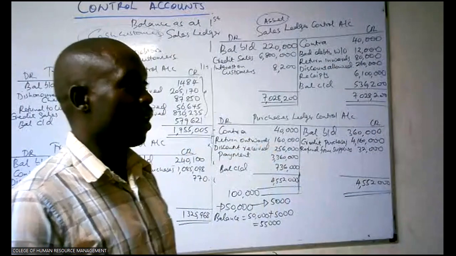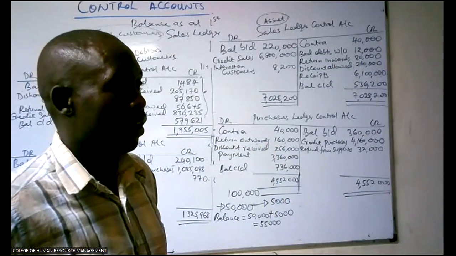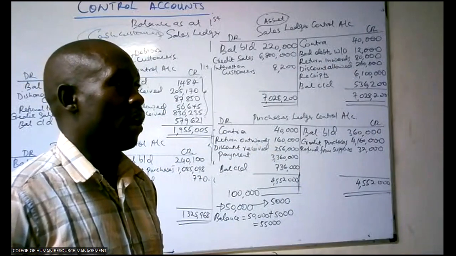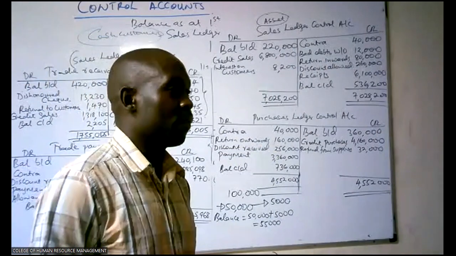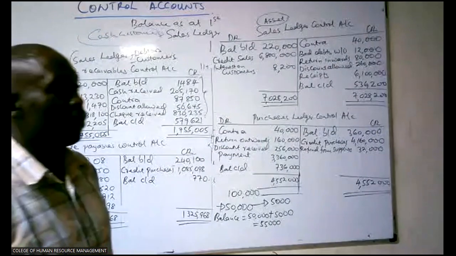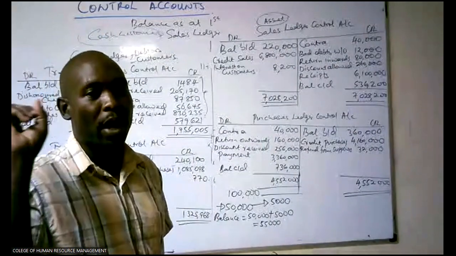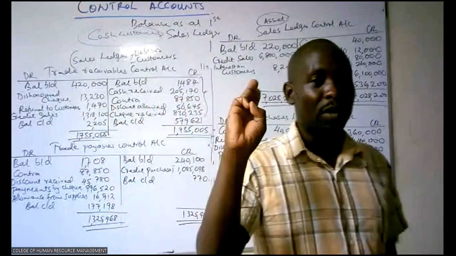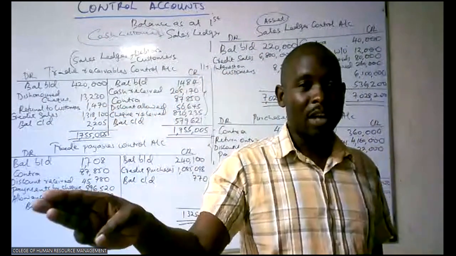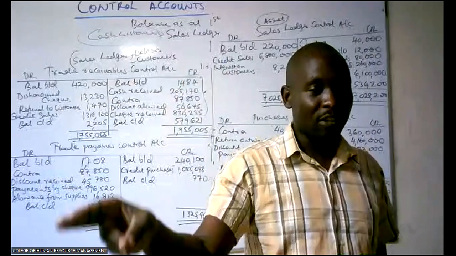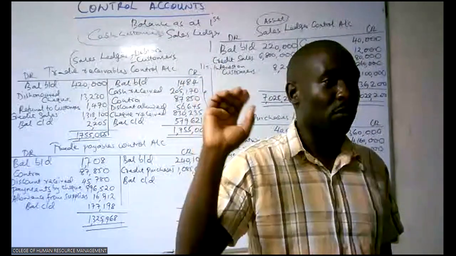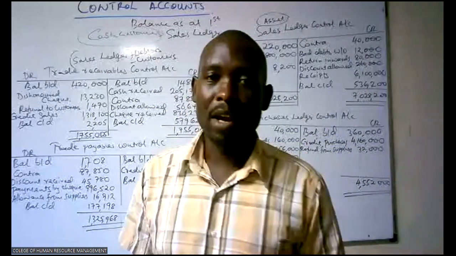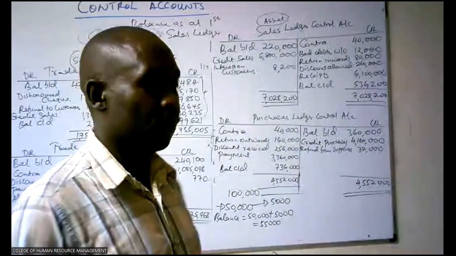Somebody was also asking a question: where did we record the increase in allowance for doubtful debts? I say allowance for doubtful debts, provision for doubtful debts, should not appear anywhere in the control account. We talked about three things: cash purchases, cash sales, and allowance for doubtful debts. They should not appear in the control accounts. They are just meant for confusion.